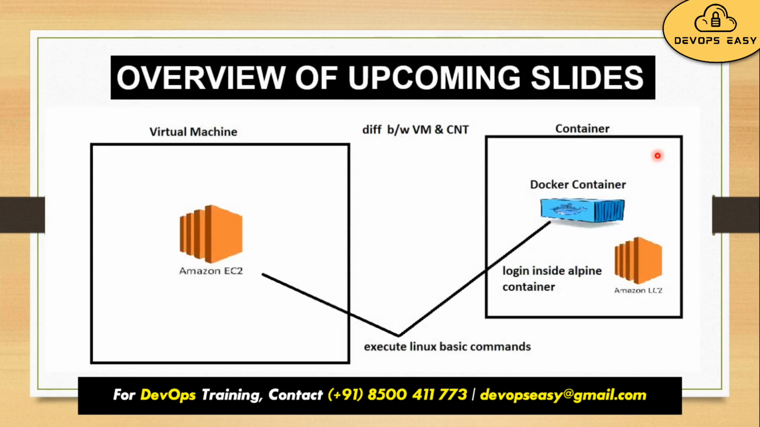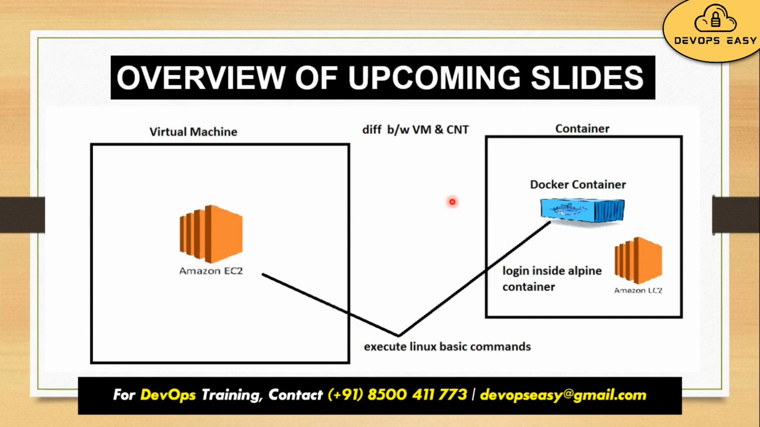Now what I will do is show you the difference between a normal virtual machine and a container. I will create one VM on AWS cloud and install Docker in it, and I will create one Docker container, and I will show the difference practically. I will execute some commands in the virtual machine, then log in inside the container and execute the same commands, so that we get some understanding of the main difference between a virtual machine and a container. This is what we are going to do.